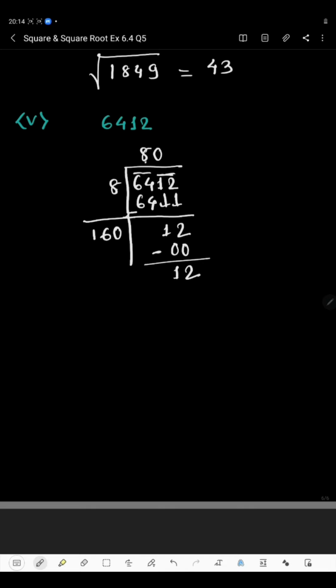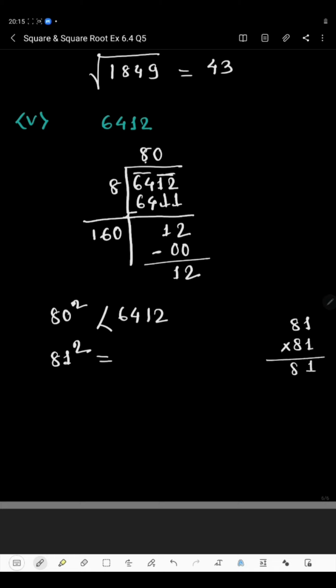That means whatever you will find the square of 80, it will be less than 6412. That's why we have got this remainder. So we will have to take the next square number to get a perfect square number. So 81 squared means 81 multiplied by 81. So 1 one is 1, 8 ones are 8. Now again 8 ones are 8, 8 eights are 64. So 8 plus 8 is 16, 4 plus 1 is 5. So it is 6561, which is a perfect square number.